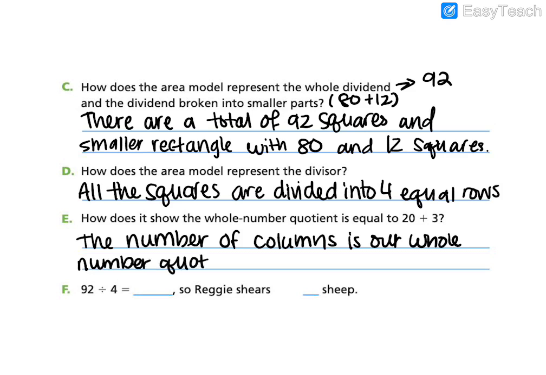And in this case, we happen to have 23 columns. So for letter F, 92 divided by 4 is equal to 23. So Randy shears 23 sheep. Go ahead and pause if you need more time to complete this.